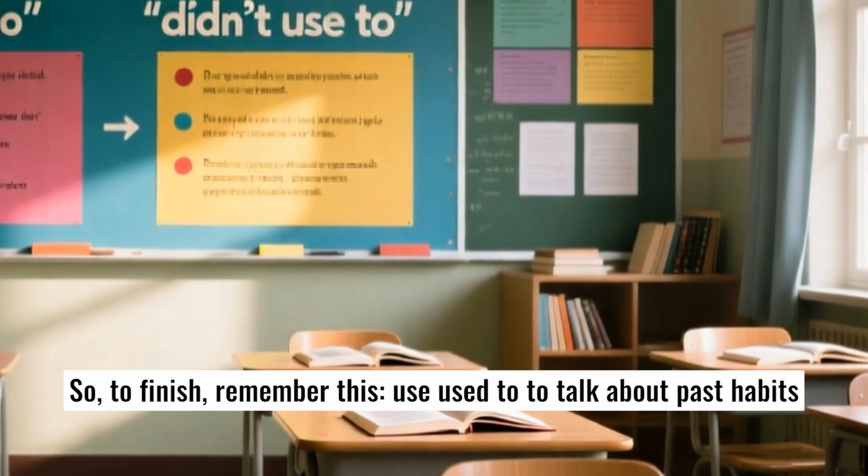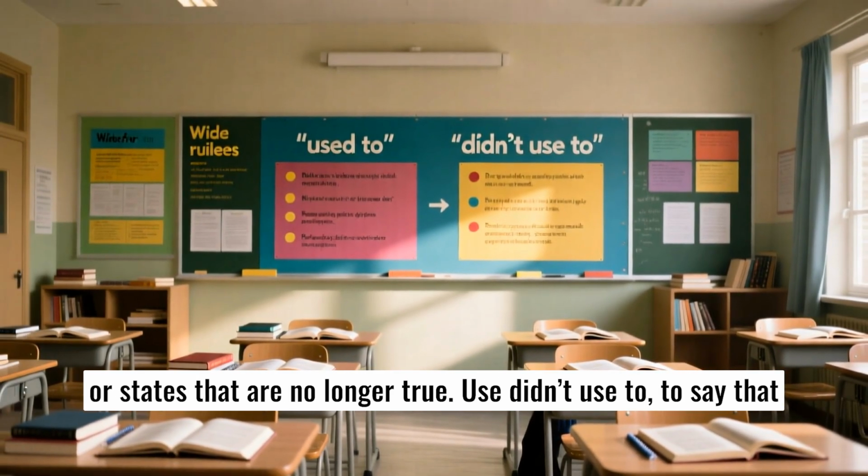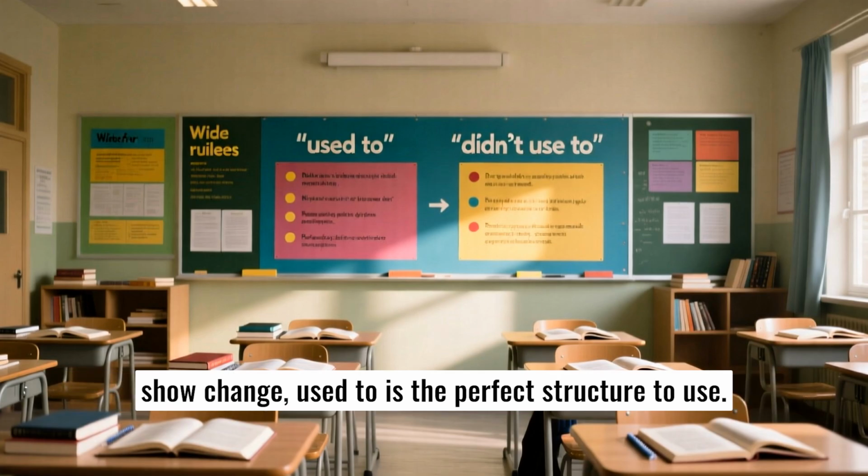So, to finish, remember this: use used to talk about past habits or states that are no longer true. Use didn't used to say that something was not true in the past, but is true now. If you want to show change, used to is the perfect structure to use.